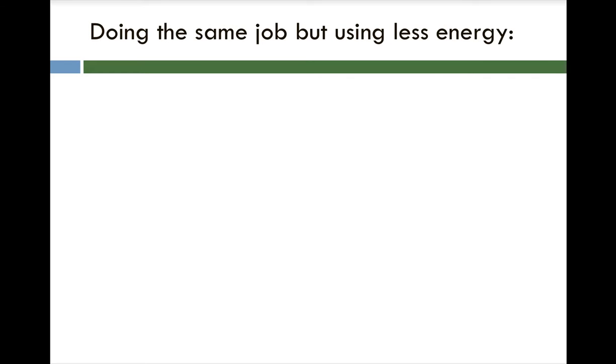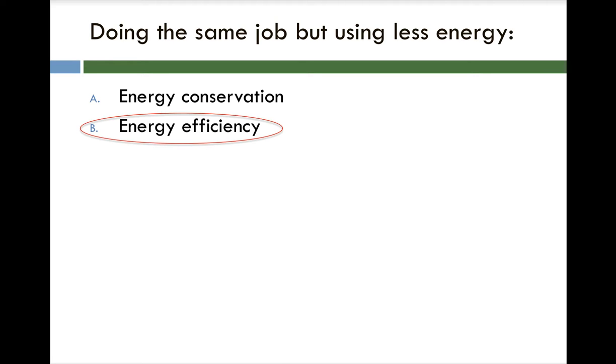So doing the same job but using less energy is an example of A, energy conservation, or B, energy efficiency. Go ahead and take a moment, choose your answer. If you haven't chosen it already, you should pause the recording. And the correct answer is energy efficiency, doing the same job but using less energy to do it.